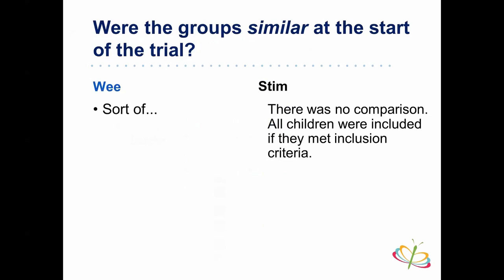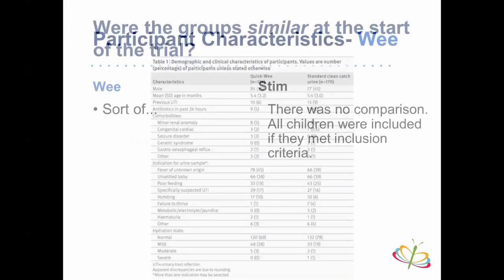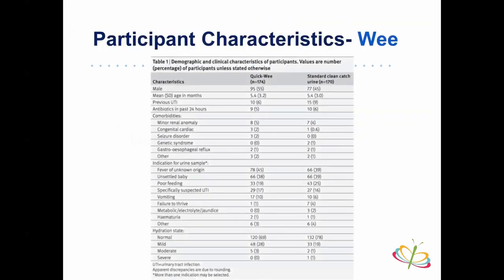So the next question is, were the groups similar at the start of the trial? And for the Quickly, it's sort of. If we look back at the participant characteristics, they were very similar between the two arms. They had differences, but the article didn't report the p-values, so we don't know about the significance of the differences. So we can't say if they were statistically similar, because there were no p-values reported.